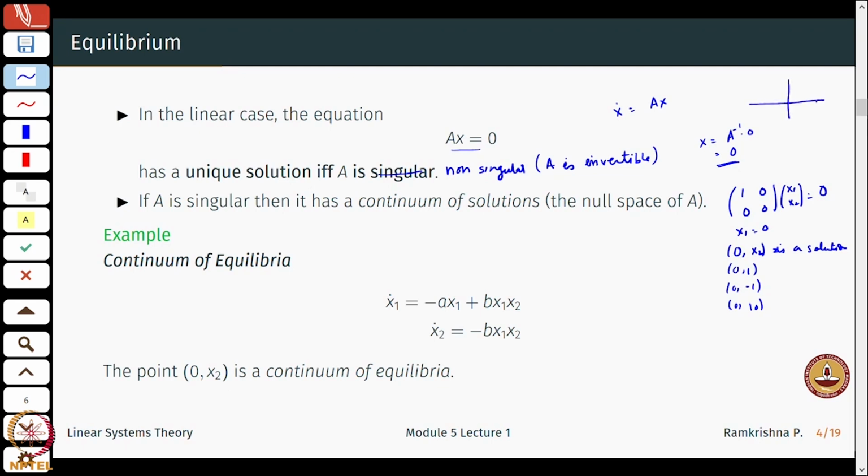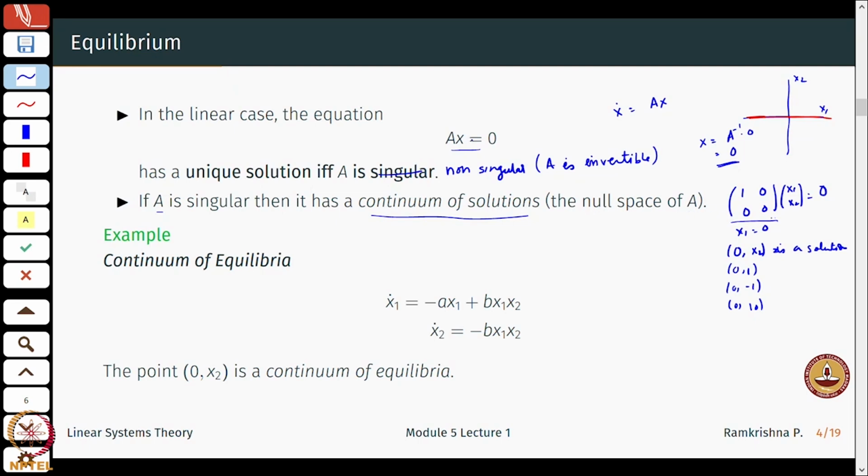If I just were to draw it here, x1, x2, so x1 is 0 and x2 being any value. So, this entire line is a solution to Ax equal to 0 in this case, which also means that if A is singular, then it has a continuum of solutions. So, this entire line here is the continuum of solutions for the system which is represented by A of this form. This is also the null space of A.